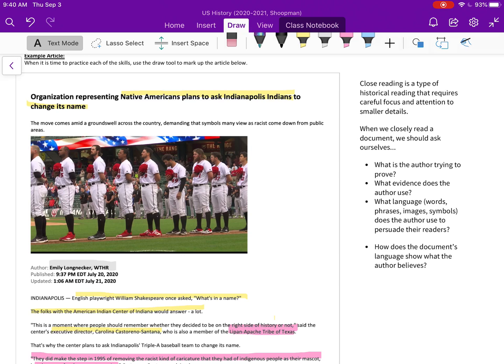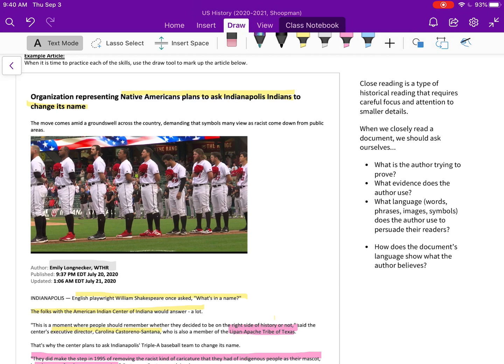When we are close reading, we are asking ourselves questions like, what is the author trying to prove? What evidence does the author use to prove that point? What language does the author use to persuade their readers? And how does the document's language show what the author believes?